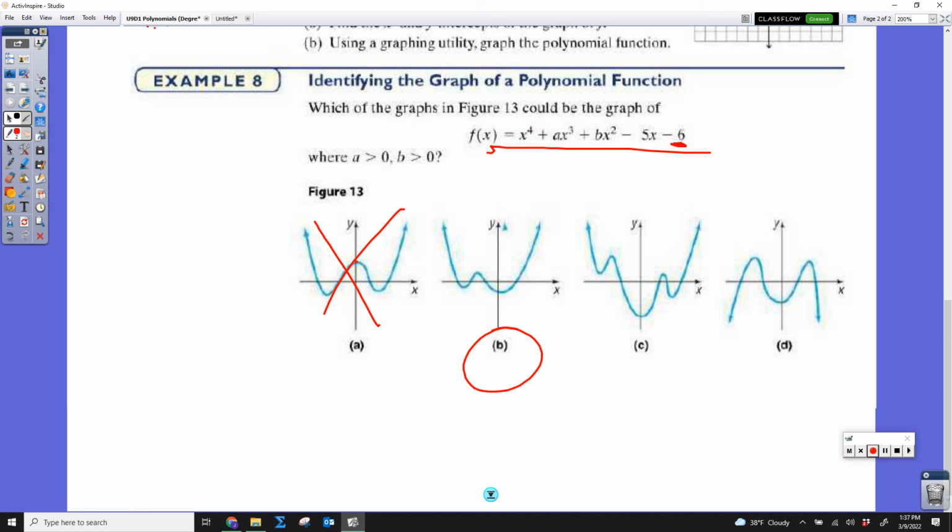We said B is the answer, so let's skip to C. What's the problem with C? Too many turning points. Our degree is 4, meaning what's the maximum number of turning points? 3. And this one has 5: 1, 2, 3, 4, 5 of those. So that one's out. Okay, so letter D. Why is D not the answer? It's opening down. We can see that our leading coefficient, the number in front, is a positive number. So it has to be B.